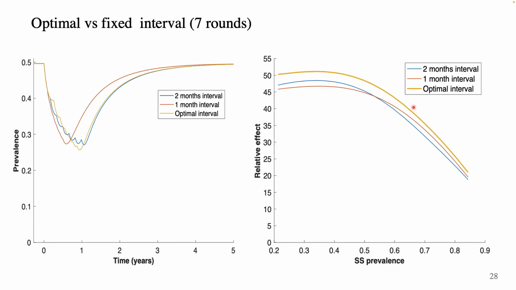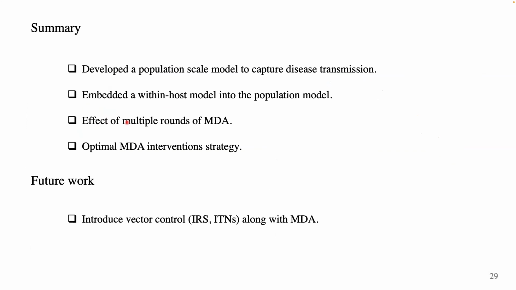But no matter which way you see it, the MDA only has an effect in the short term, but in the long run, the drugs do not have any effect, right? So MDA alone is not sufficient to eliminate or eradicate malaria. So in short, I talked about how we developed a population model, how we embedded the within-host model into our population scale model, and how we coupled the model to consider treatment with the method of mass drug administration.